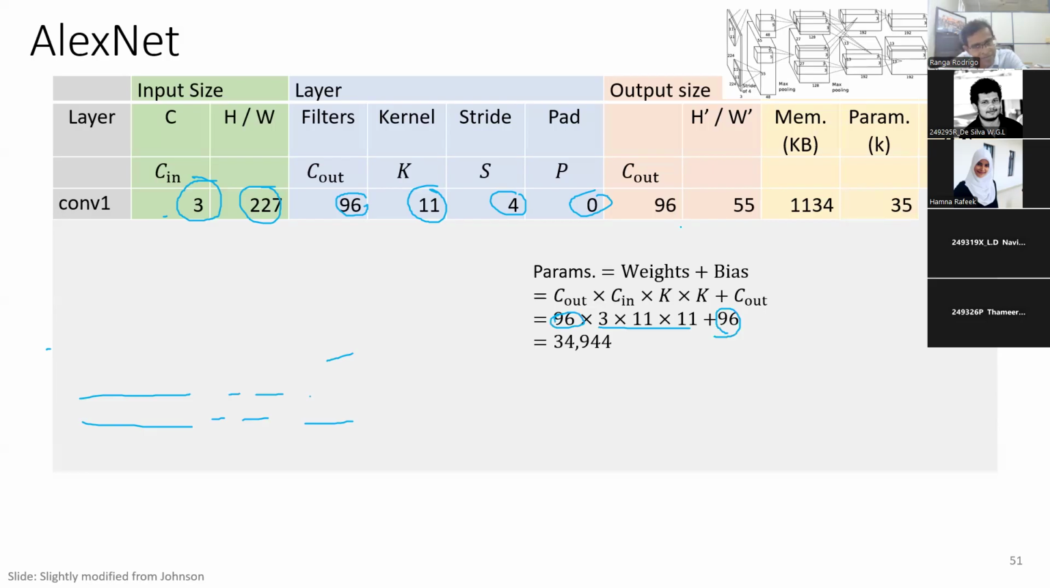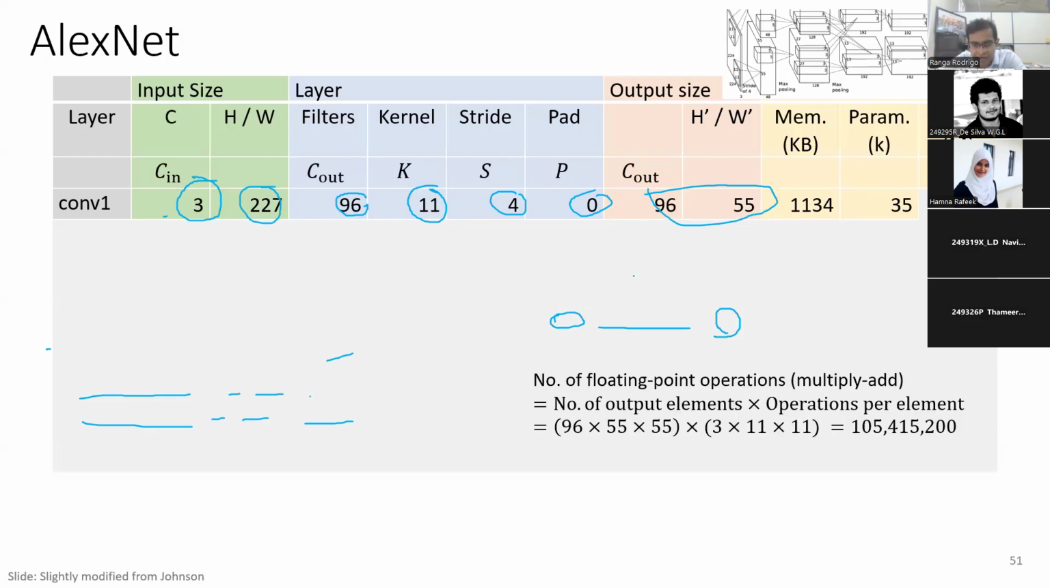How many floating point operations? To compute floating point operations, we have to look at the output structure size, and for each cell we have to run a convolution. So number of floating point operations, the multiplier operations, is the number of output elements, that means the size of this, 96 times 55 by 55. And for each of them we have to run the 3 times 11 by 11 convolution. This is 105 million. Massive, massive number of floating point operations.